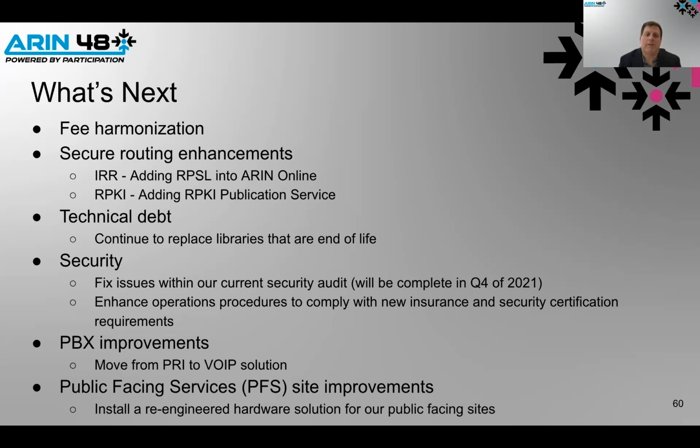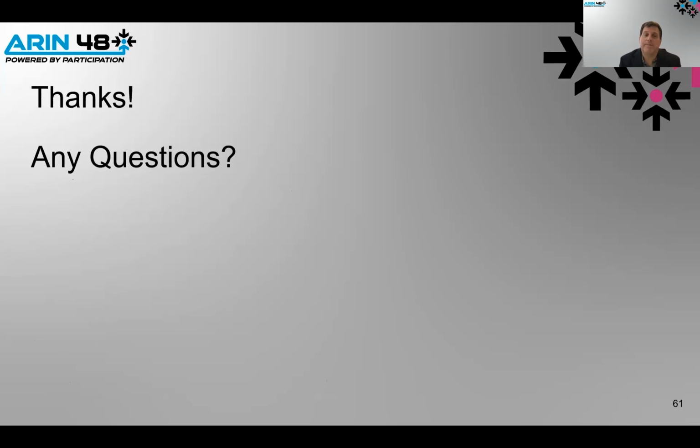We also have some public facing services, PFS site improvements. Our systems are starting to show their age. A lot of the systems there are at least 5 years old now. And we're re-engineering a more efficient way of providing services like Whois, RDAP, and rsync and all these other services that ARIN provides. So next slide, please.